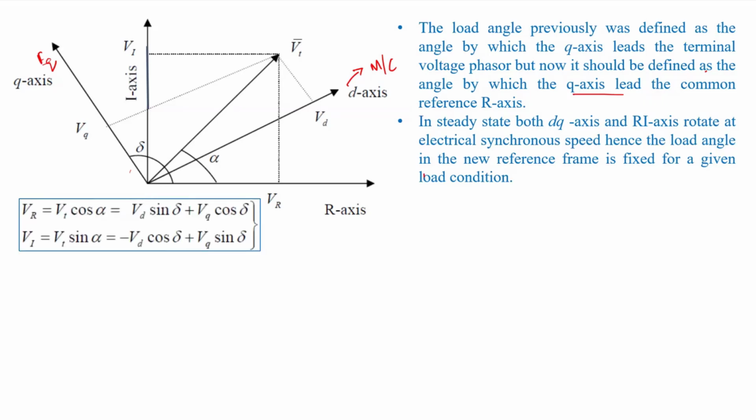Now if I write the equation, VR will be equal to VT cos alpha, where VT is the terminal voltage of the machine making an angle of alpha with respect to the reference voltage lying on the R axis. So I can write VR equal to VT cos alpha, VI equal to VT sin alpha, and that is equal to VD sin delta plus VQ cos delta.